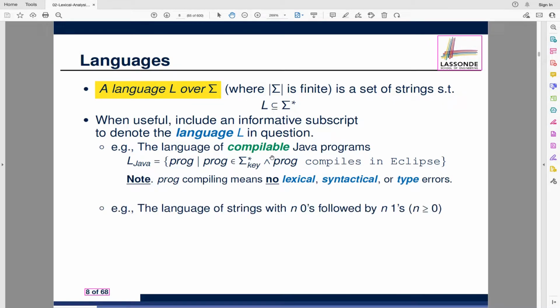Okay, how about this one here? How do you formulate it? The language of strings with n zeros followed by n ones. I'm pretty sure there's a typical example you saw in 2001. How would you formulate this using set comprehension?